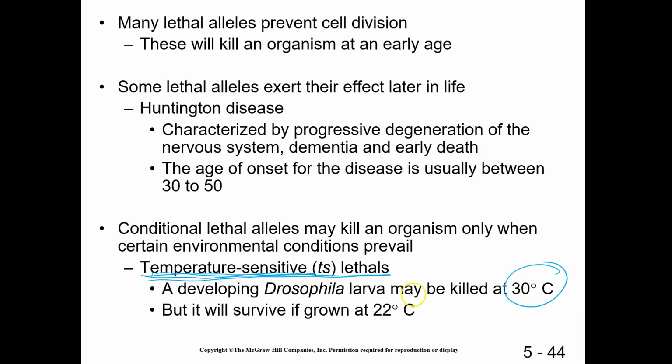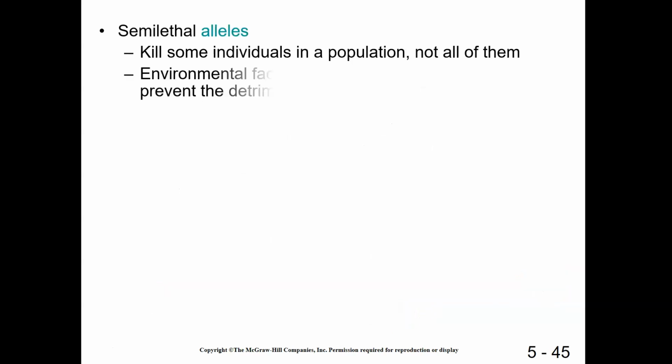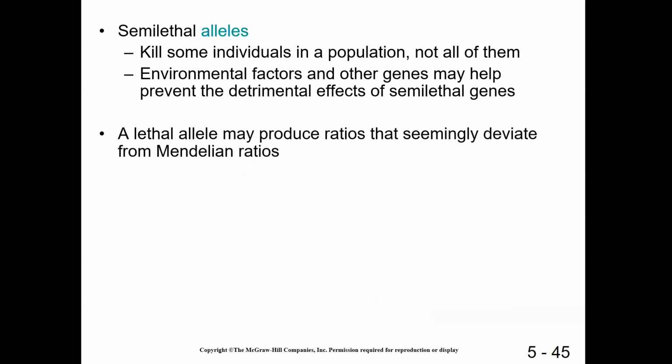However, most of them survive if they're grown at 22 degrees. However, some genes allow them to grow at 30 degrees, as you saw earlier on with the Ommatidia experiment. Those conditional mutants thrive at higher temperatures because there's a mutation that allows their enzymes to not denature, not fall apart under the high temperature. So those are lethal alleles.